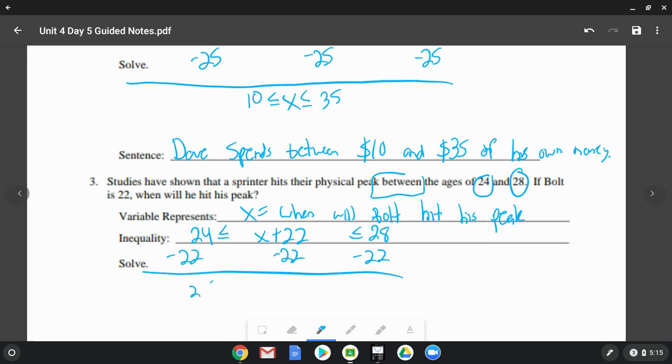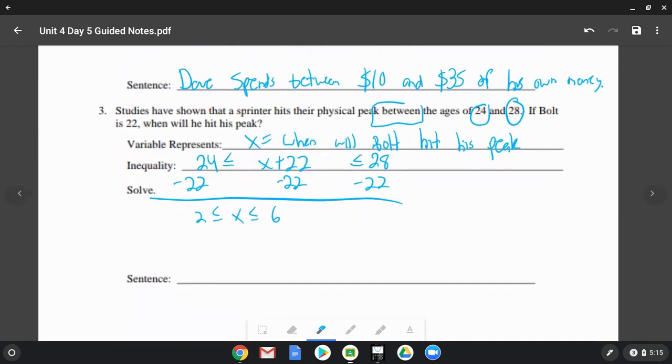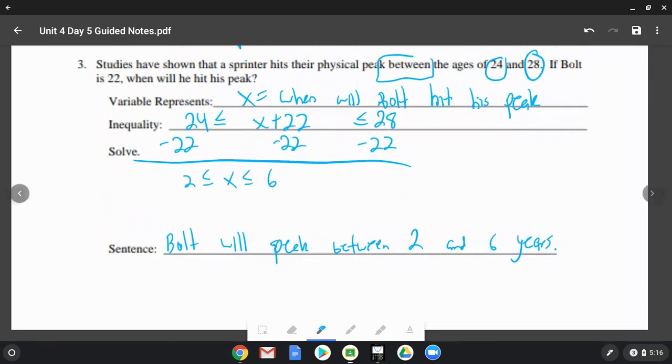Now, in order to get X by itself, we have to subtract 22 from both sides. So let's take a look. It looks like Bolt is going to hit his peak between 2 and 6 years. So Bolt will peak between 2 and 6 years. So there you go. That's number 3. And then the last, oh no, I thought there was one more on this page. I think we got one more page to go. So pause it if you need more time.